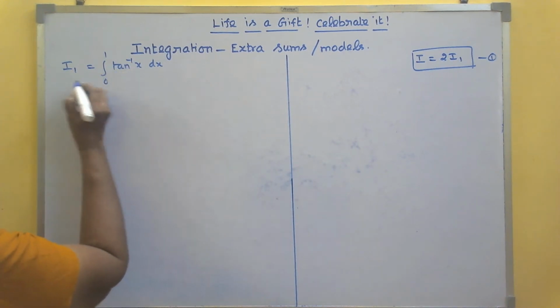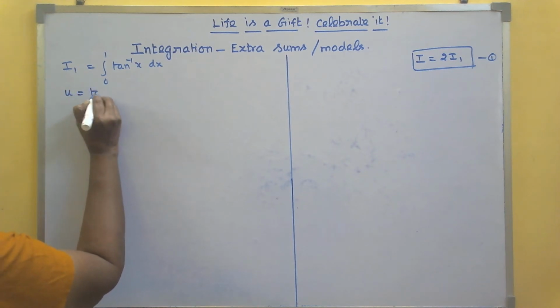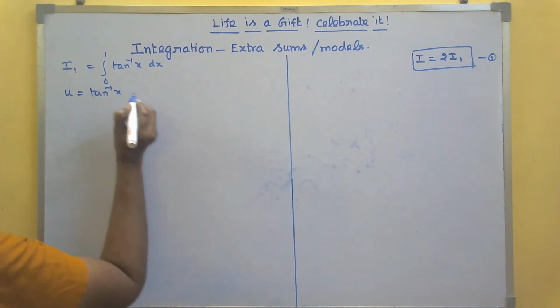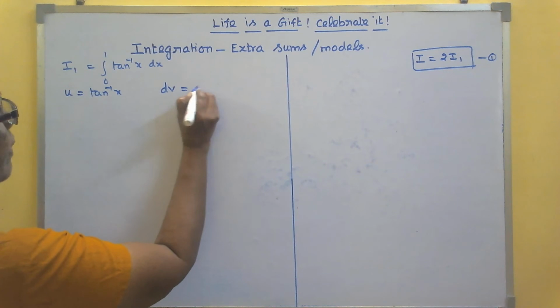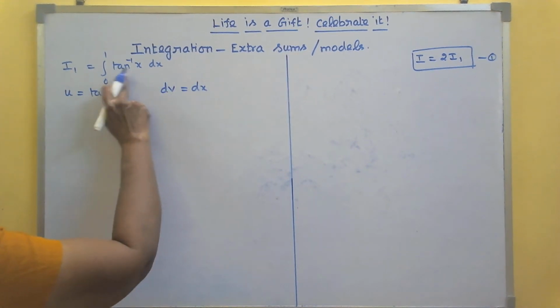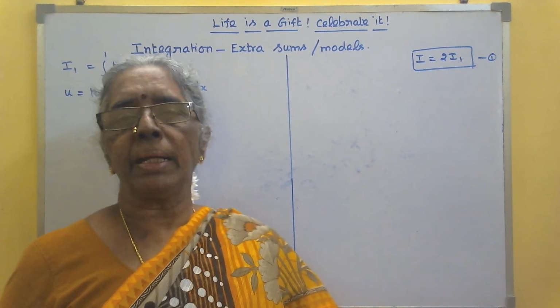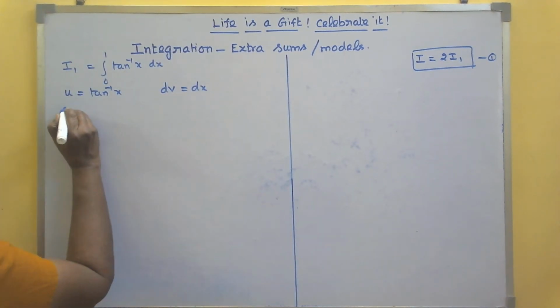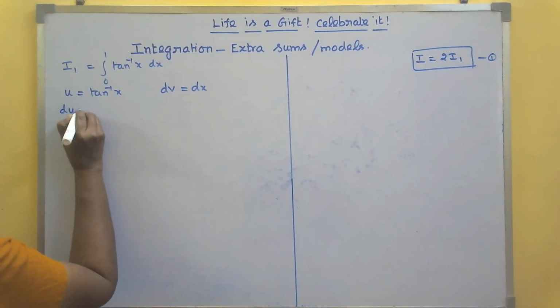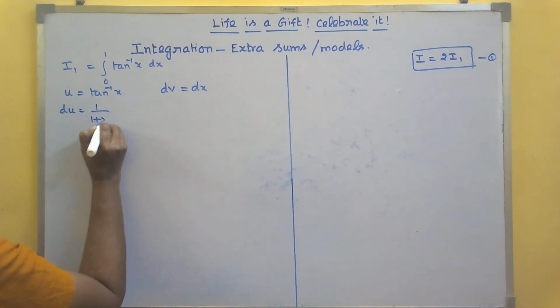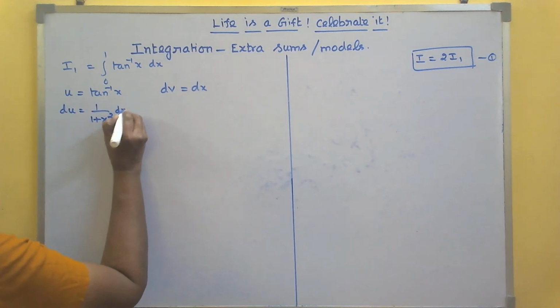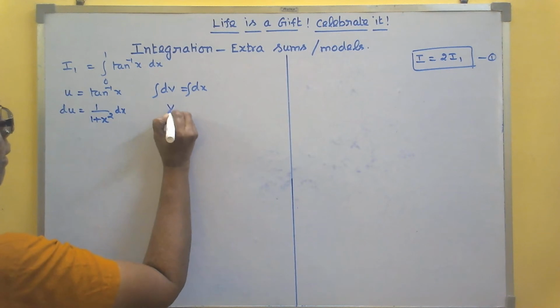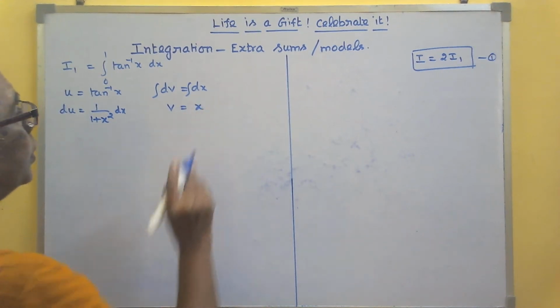Since you have only one term, that is your u function. So u is tan inverse x. Your dv will be equal to dx. Always whatever is inside, you will be writing it as u and dv, right? Now you will differentiate this u. So I will get du is equal to 1 by 1 plus x squared dx. I will integrate here. I will get v is equal to x.